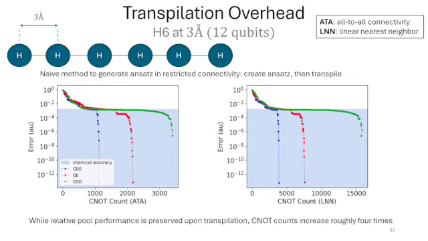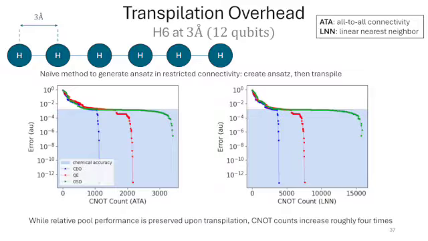Naively, we can just create any circuit for any algorithm, and then transpile it to the target architecture. There are multiple techniques to do that, but they do result in an overhead in terms of the gate counts. Here I have a comparison of the error versus the CNOT count in all-to-all connectivity on the left and linear connectivity on the right for ADAPT-VQE with the same 3 operator pools that we discussed before. The relative behavior of the pools is roughly the same, but all the pools have an overhead of roughly 4 times more CNOTs when transpiled to linear connectivity.